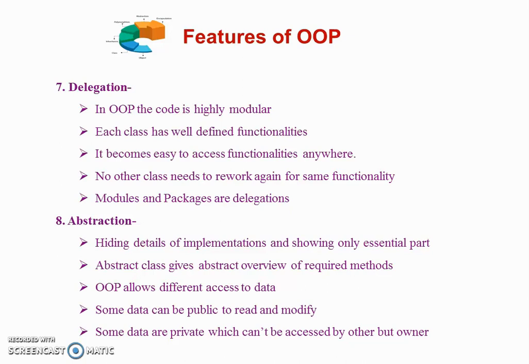Similarly, in OOP, classes provide public methods to the outside world to provide the functionality of the object or to manipulate the objects as data. An entity outside does not know about the implementation details of a class or a method. Hiding the implementation details and showing only the essential part is known as data abstraction.